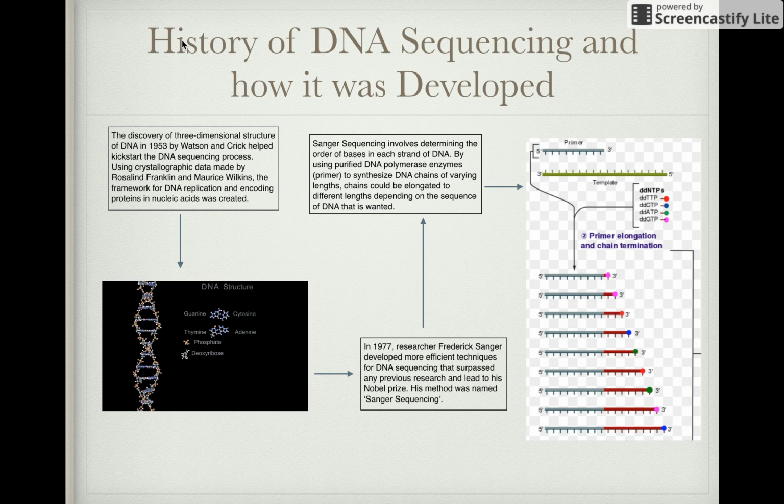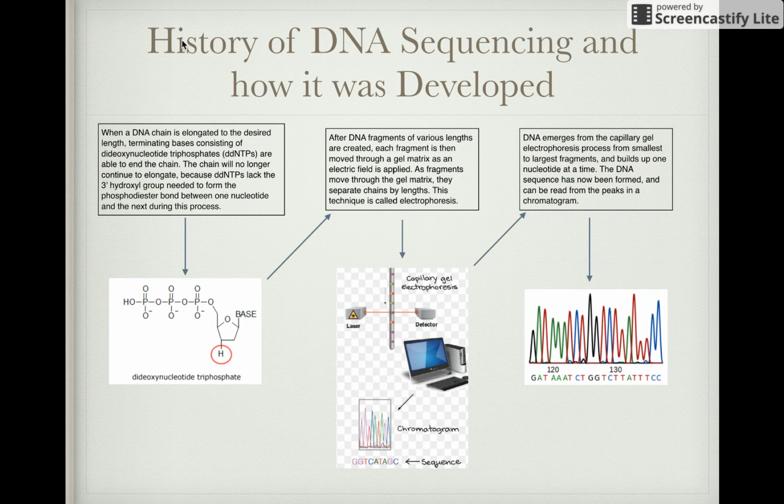This technique of Sanger sequencing involves determining the order of bases in each strand of DNA, and by using purified DNA polymerase enzymes to synthesize DNA chains, you can make them into various lengths by elongating them so that you can create a specific DNA sequence that you would like.